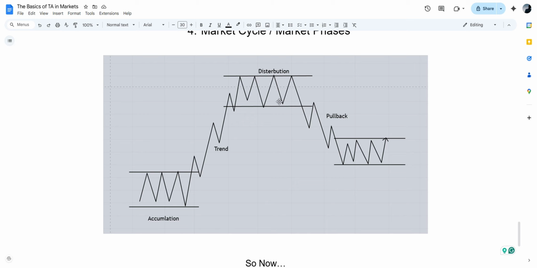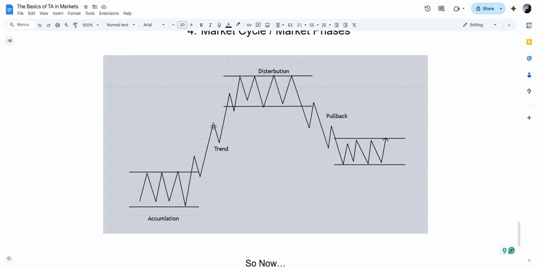The reason this is not a market shift is because we would consider this a market shift only if the market broke below this, because we are not seeing it on the higher time frame. So yeah, in a complete uptrend market, this is accumulation, trend, distribution, pullback, and again this is accumulation, and we'll get another trend, another distribution, and another pullback.